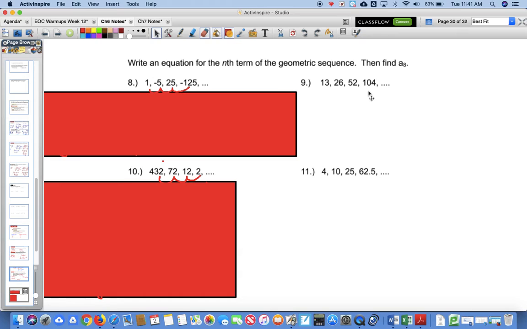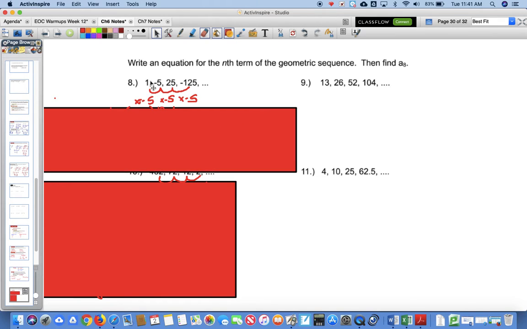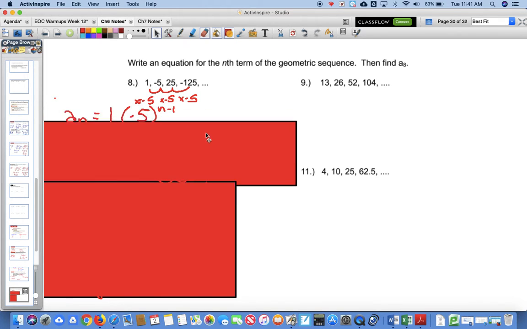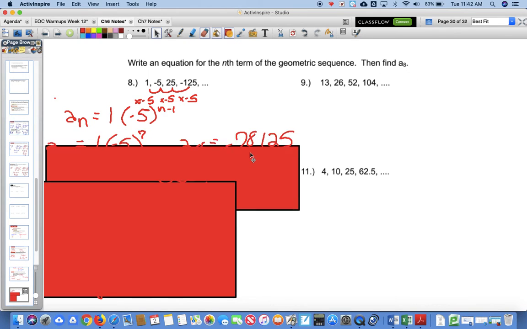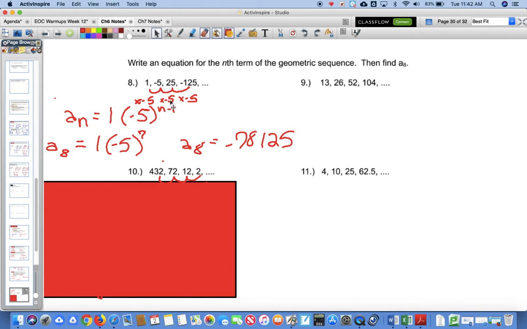All right, here's a couple you can try out on your own, specifically looking at 8 and 10 because they're kind of unique. Again, we just want to find an equation. So this one is multiplying by -5. That's the pattern. So it would be an equals 1. That's my first term. And -5 to the n minus 1 power. Find A8, so find the 8th term. So I just need to plug in 8 right here. 8 minus 1 is 7. And then do the math, and you should get an 8th term of -78,125.